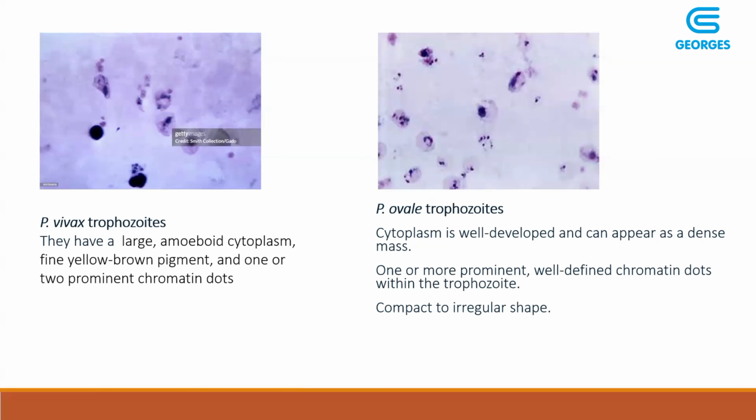And then on the right side, we have the ovale. The ovale cytoplasm appears quite dense. You can differentiate the two because in the other one the cytoplasm is not dense, but here the cytoplasm is dense. Then it is well developed, with one or more prominent, well-defined chromatin dots within a trophozoite, and then they are compact to irregular in shape.